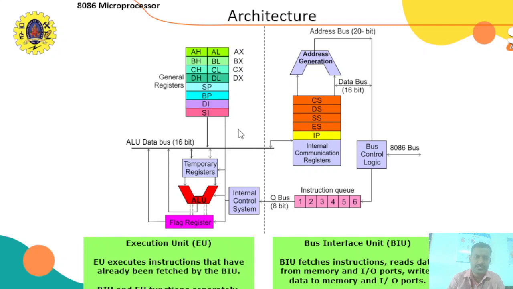Look at this. These blocks are the execution unit. The execution unit takes the instruction from the queue and then executes it. These two units work separately, and they work in the fashion of pipelining.